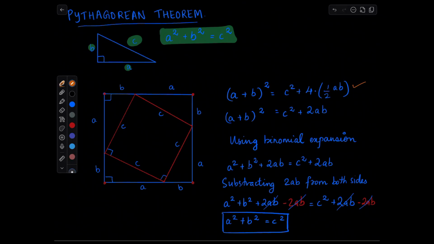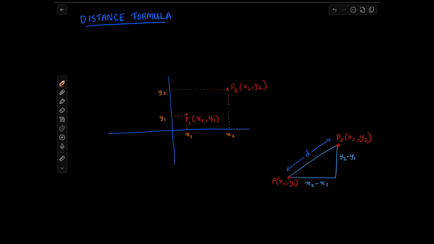Using the binomial expansion, we expand the left-hand side of the equation. We get a squared plus b squared plus 2ab equals c squared plus 2ab. Now, subtracting 2ab from both sides, we get a squared plus b squared equals c squared, which is the Pythagorean theorem. We can directly apply the Pythagorean theorem to calculate the distance between any 2 points on the xy plane.